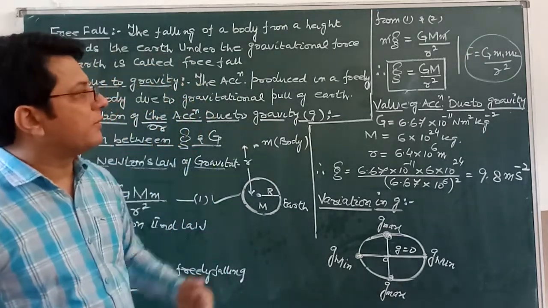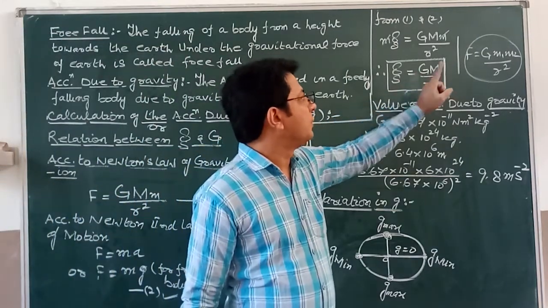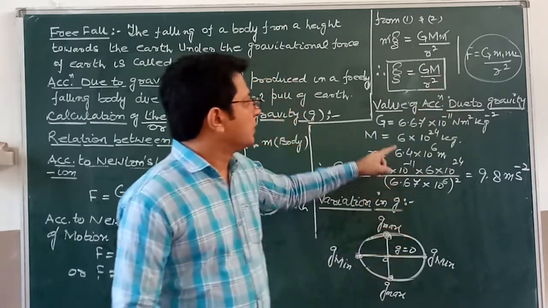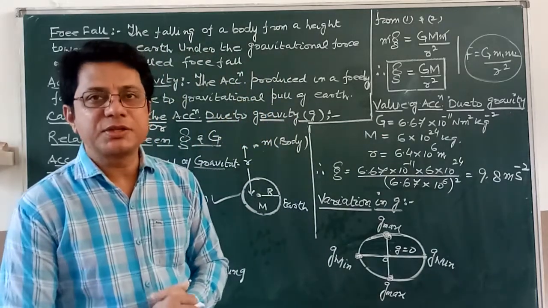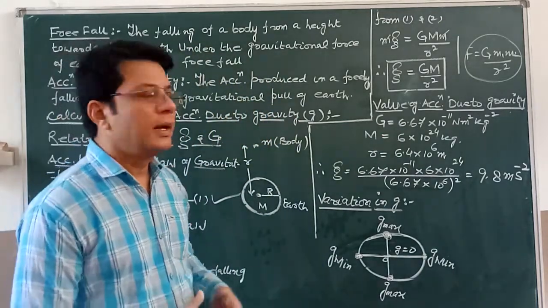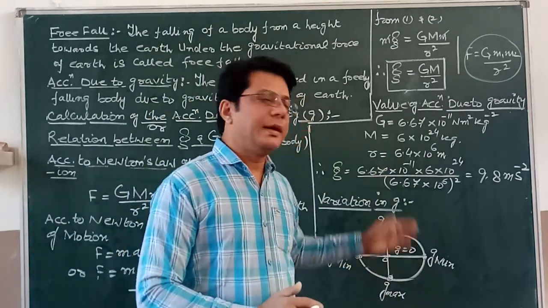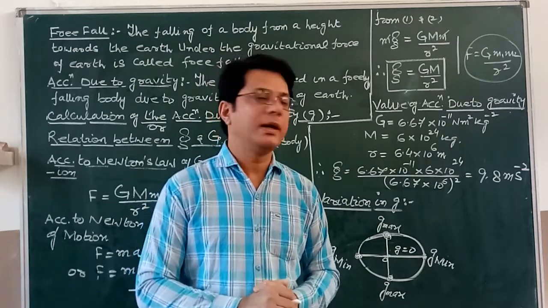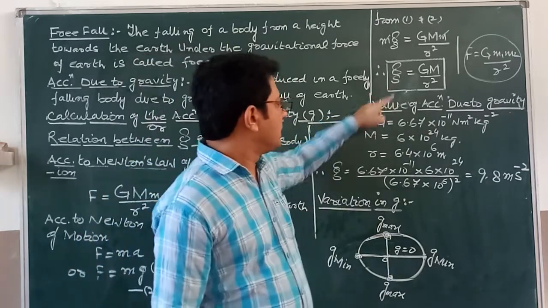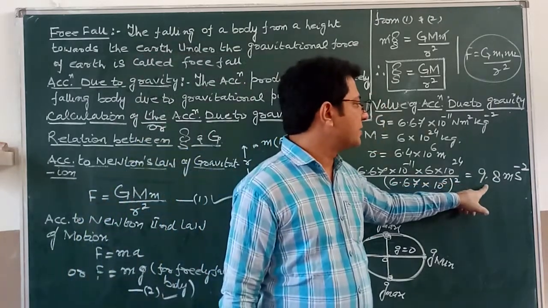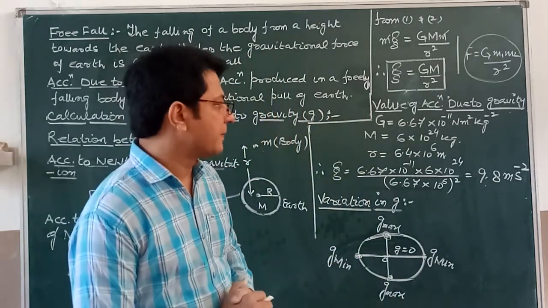Now, how can you calculate the value of acceleration due to gravity? The value of G, the mass of the Earth, and the radius of the Earth, you know very well. So, the value of capital G is 6.67 into 10 raised to power minus 11 Newton meter square per kilogram square. The mass of the Earth is 6 into 10 raised to power 24 kilograms, and the radius of the Earth is 6.4 into 10 raised to power 6 meter. Put all these values in this equation, then you will get the value of acceleration due to gravity equal to 9.8 meter per second square.